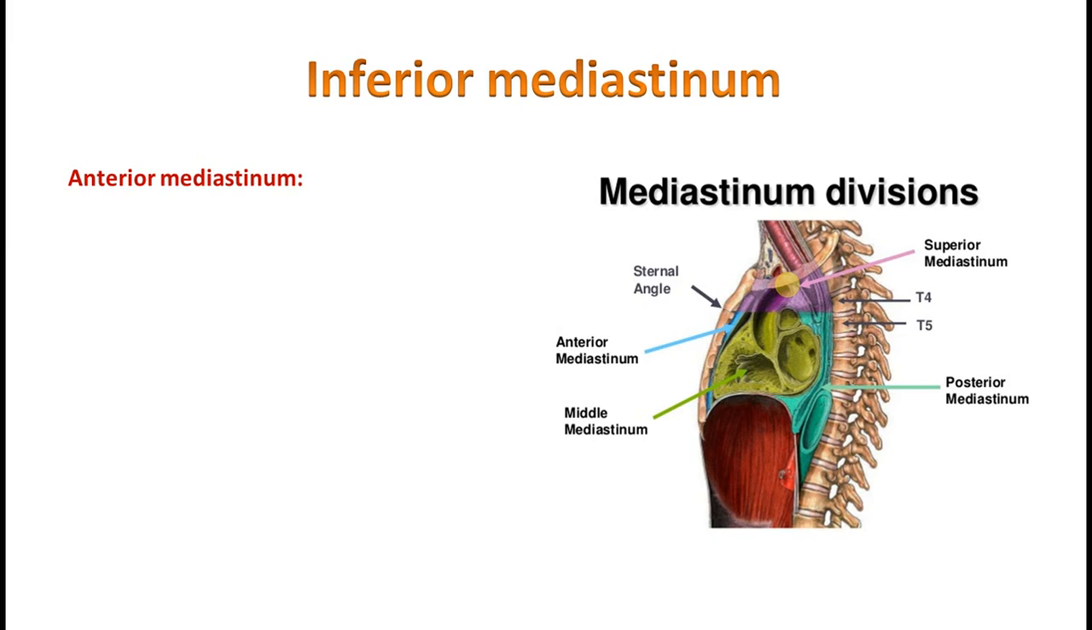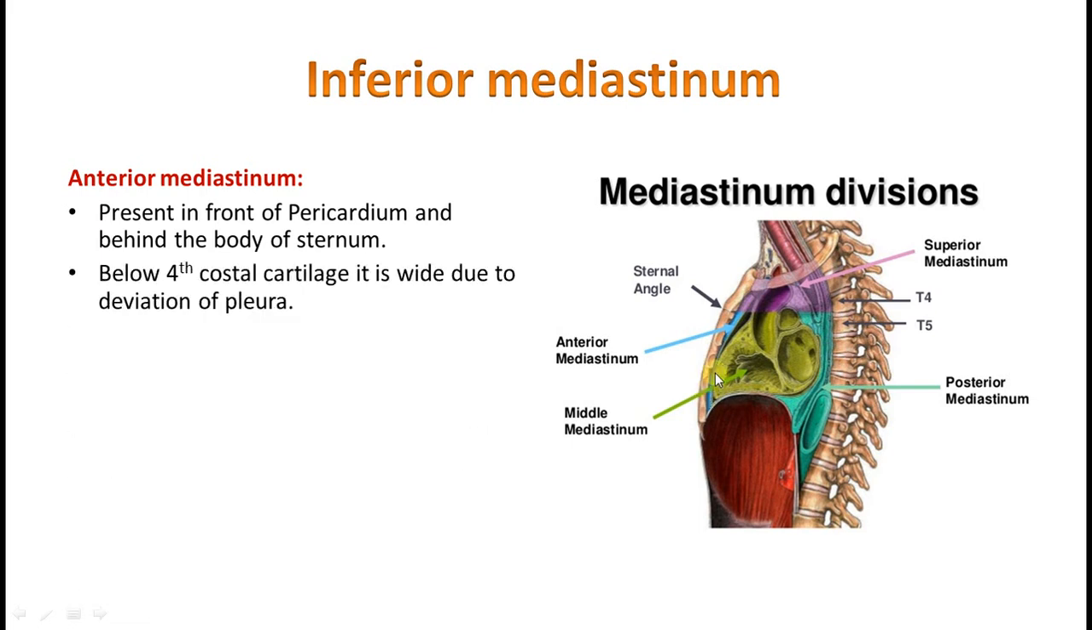The anterior mediastinum is present in front of the fibrous pericardium. It is a very narrow space and no important structures are actually present. It lies in front of the pericardium and behind the body of the sternum. Below the fourth costal cartilage it is somewhat wider. Above the fourth costal cartilage, both the lungs with the pleura are in close approximation.